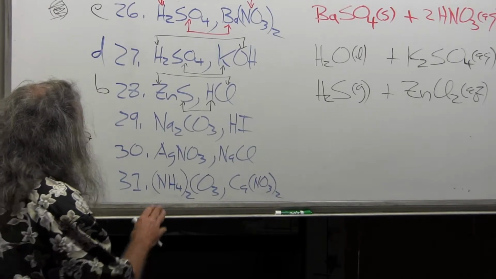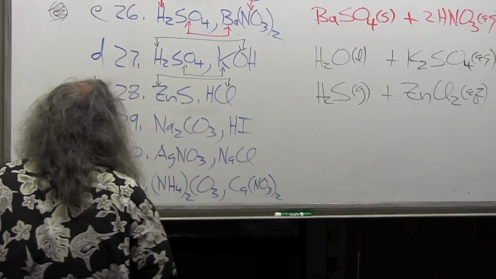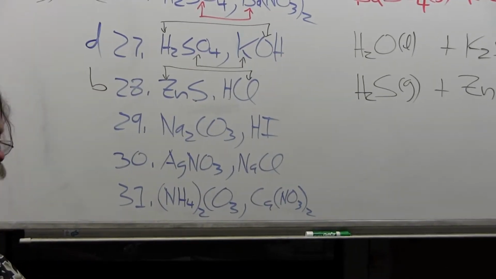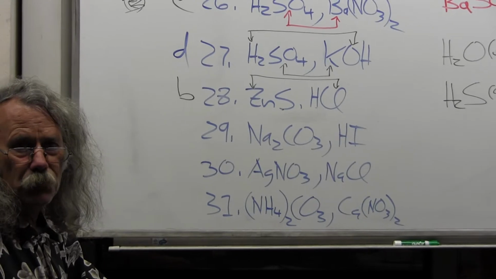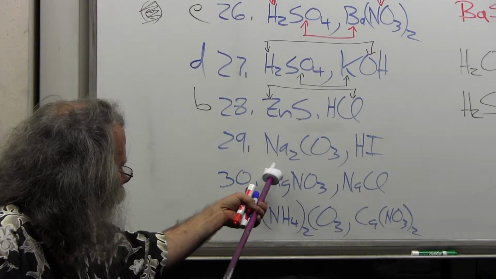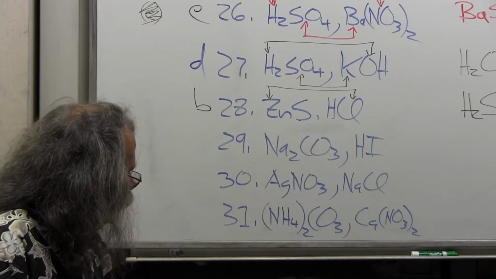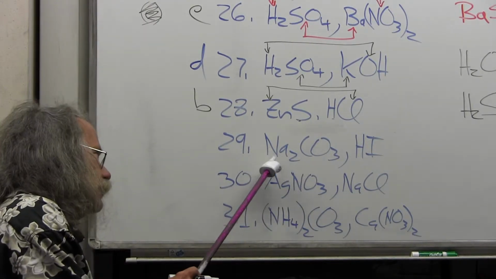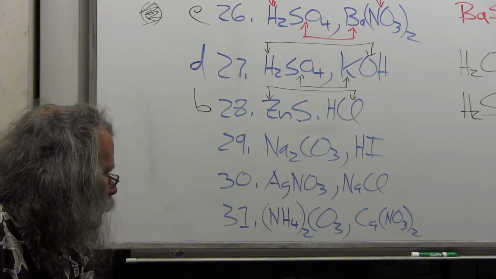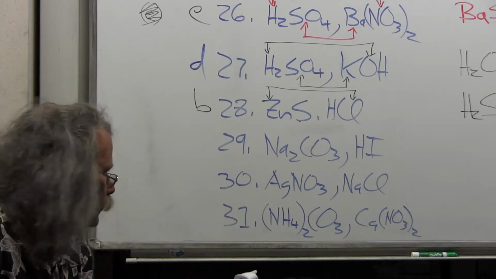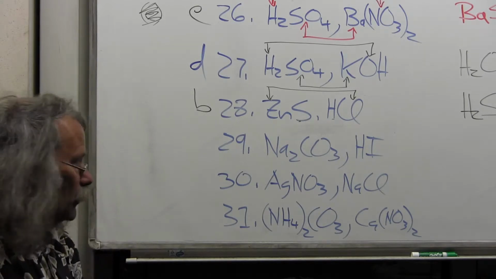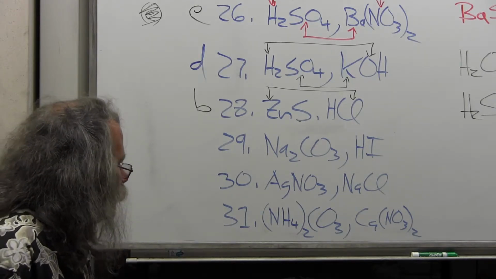Now, the next one we have to deal with, number 29, is sodium carbonate and hydroiodic acid. I like to refer to it as high because it's a very friendly sort of a sound. Now, we have to check the solubility. Carbonates are insoluble except in the presence of group 1 cations, so sodium salts are soluble. So sodium carbonate is going to indeed be soluble, and hydroiodic acid is again soluble. So we don't have any insoluble starting material.